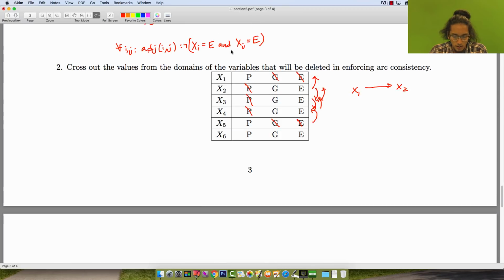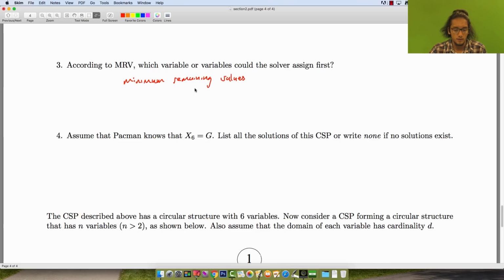So what's the answer to the question? Well, we would assign either x1 or x5 because they both have just one value left in their domain. And that's the least among all of these variables. So the answer is x1 or x5.